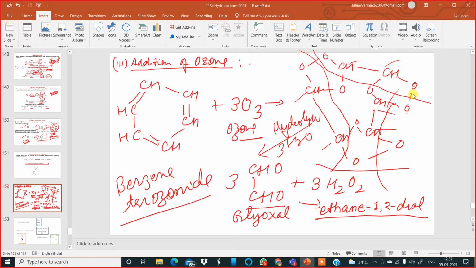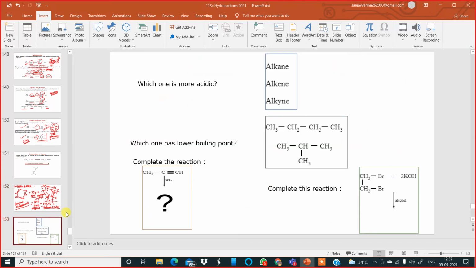Then after this, I just want to ask you a few questions on the screen. If you can see the screen, you may take a snapshot of this page which is on the screen. Which one is more acidic? This is one question. Which one is more acidic?